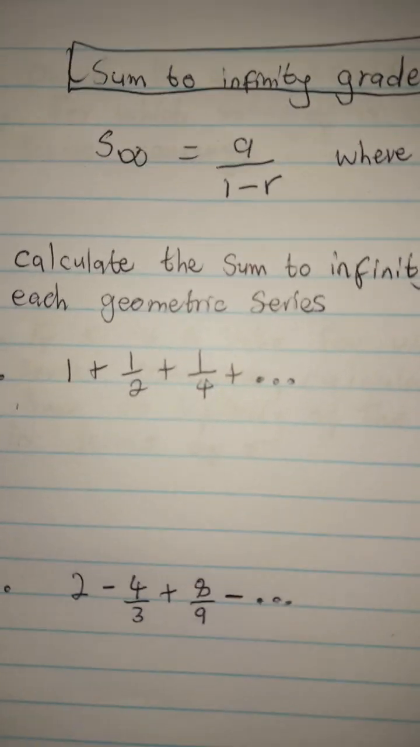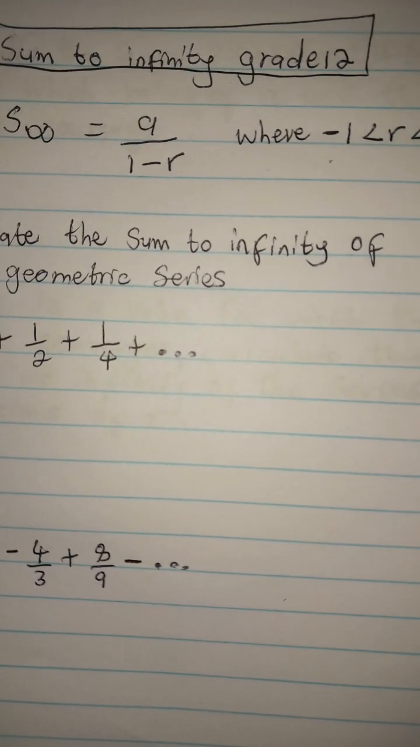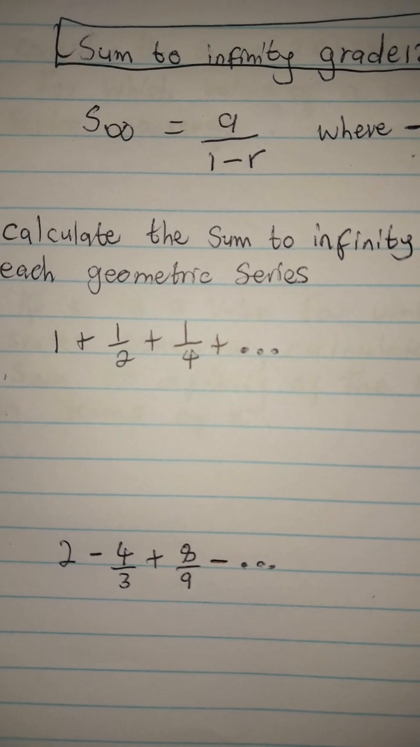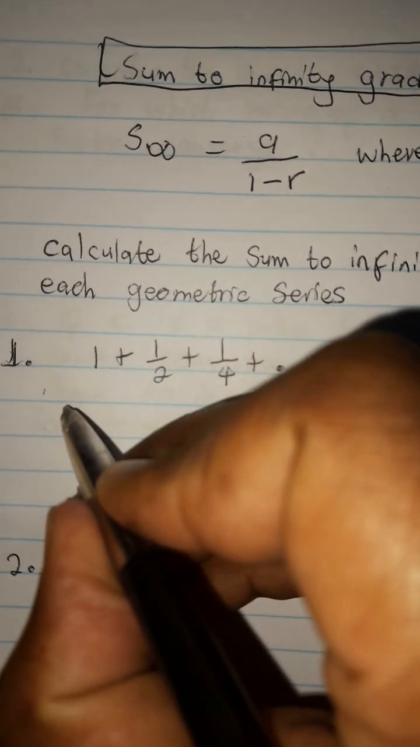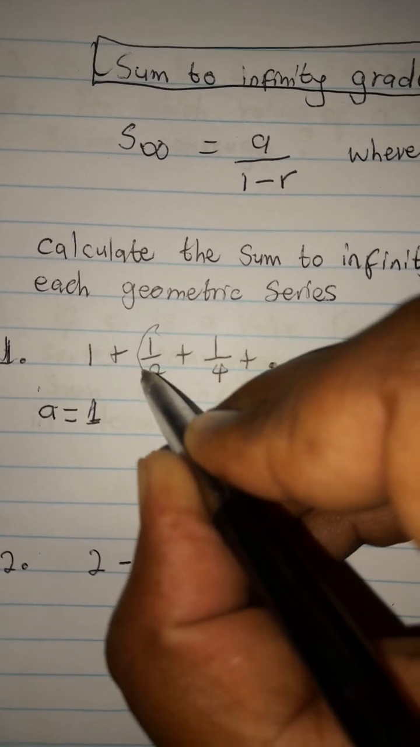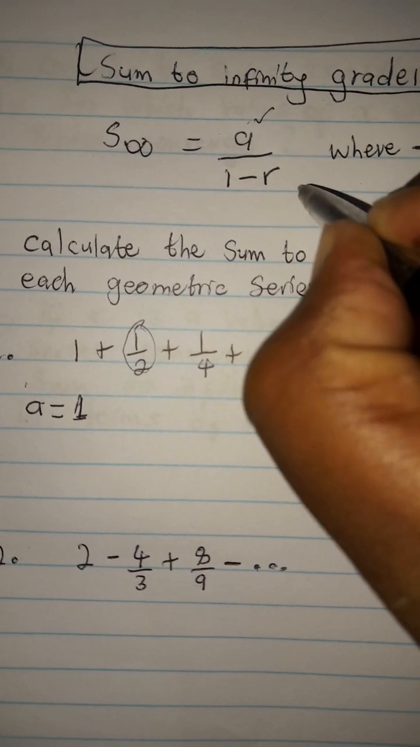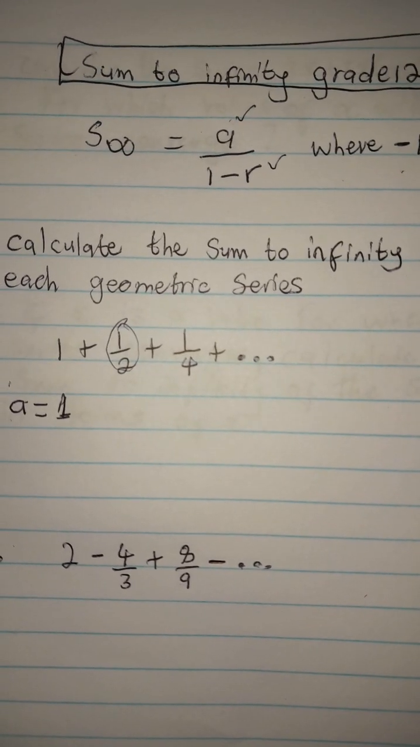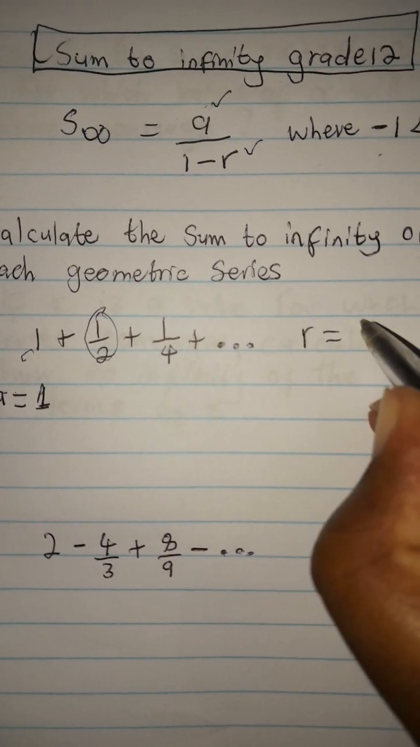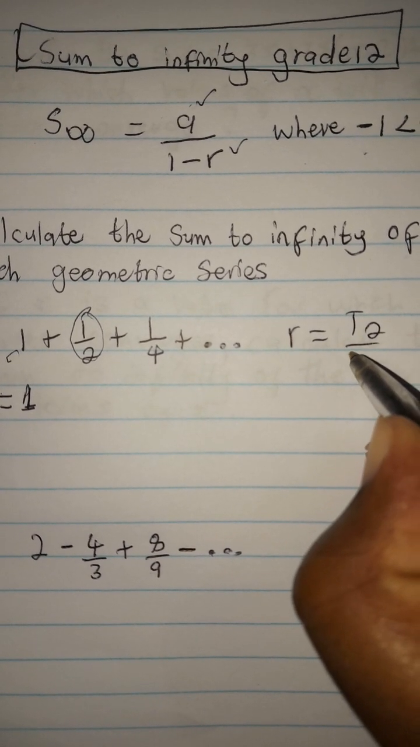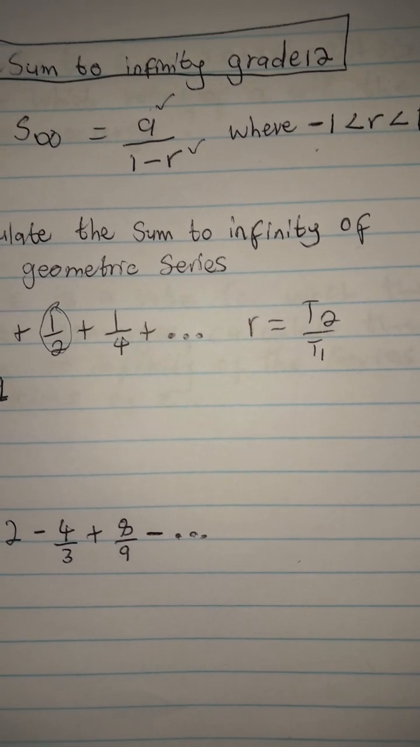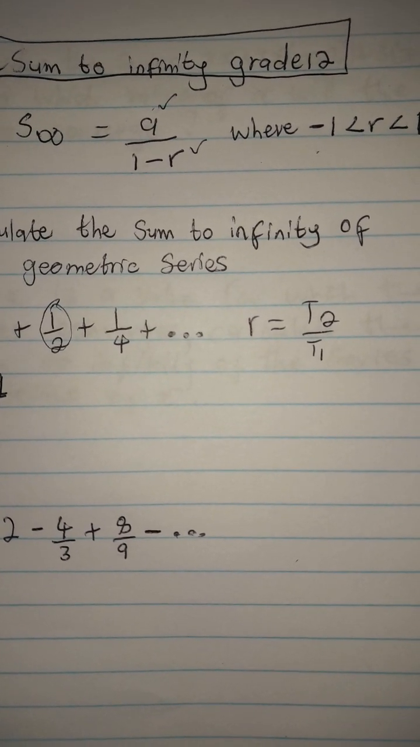So the first question, they will say calculate the sum to infinity of the geometric series. Two things that you must know when you are working with geometric series: we must have a first term. What is our first term? Our first term is 1. Then we need to calculate the constant ratio. Remember, you must have the first term and the constant ratio. To find the constant ratio, just say r is equal to t2 divided by t1.